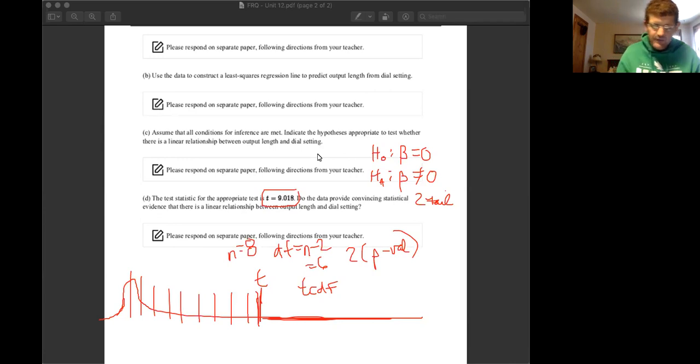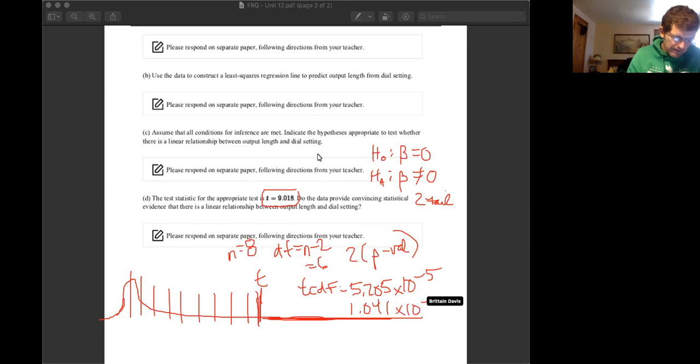And I get a very low number. This is 5.205 times 10 to the negative 5th. But of course, we are doing a two-tailed test, so we want to double that. So I'm going to say times 2, which gives me 1.041 times 10 to the negative 4th. So there is my p-value.